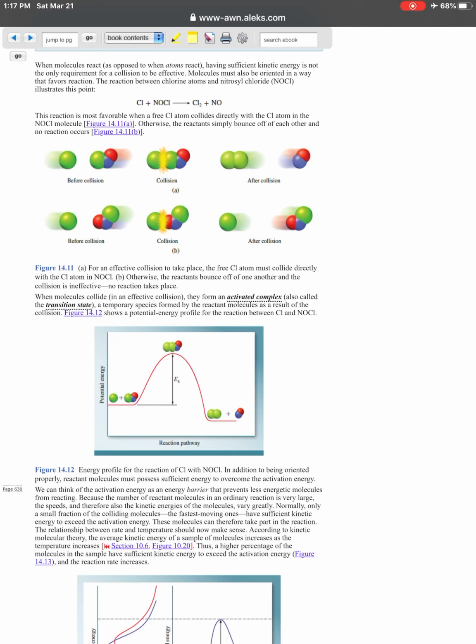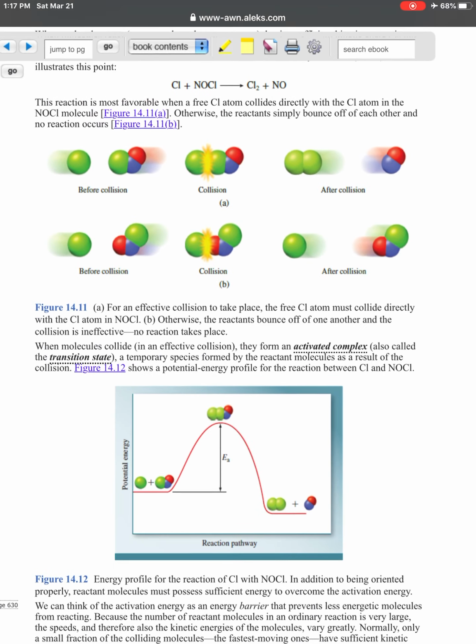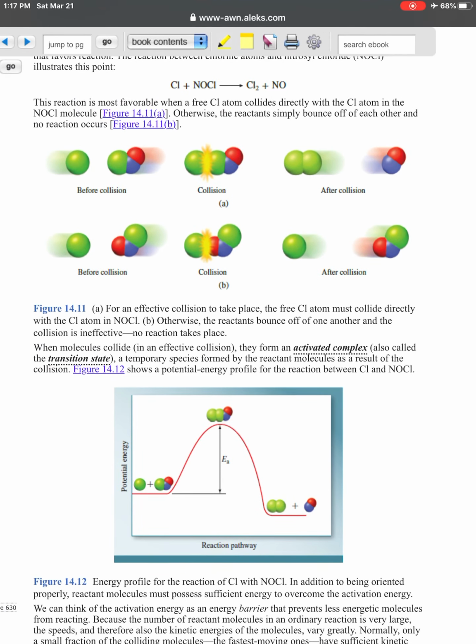So take a look at these two figures, A and B. Let's look at A first. The chlorine atom, which is green, is colliding with another chlorine atom, boom, collision, and that's enough energy to break off the nitrogen and oxygen, the blue and the red one.